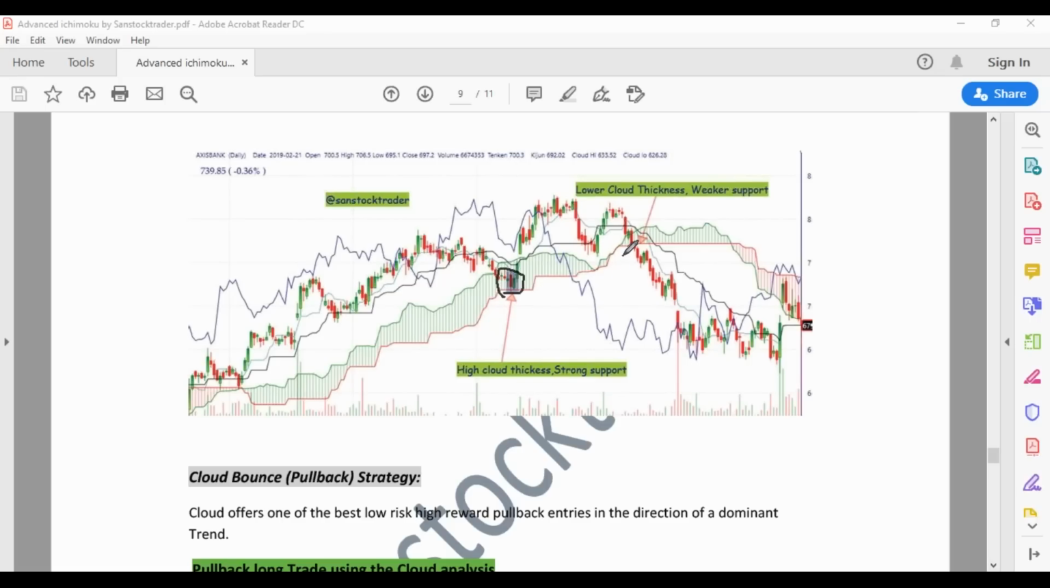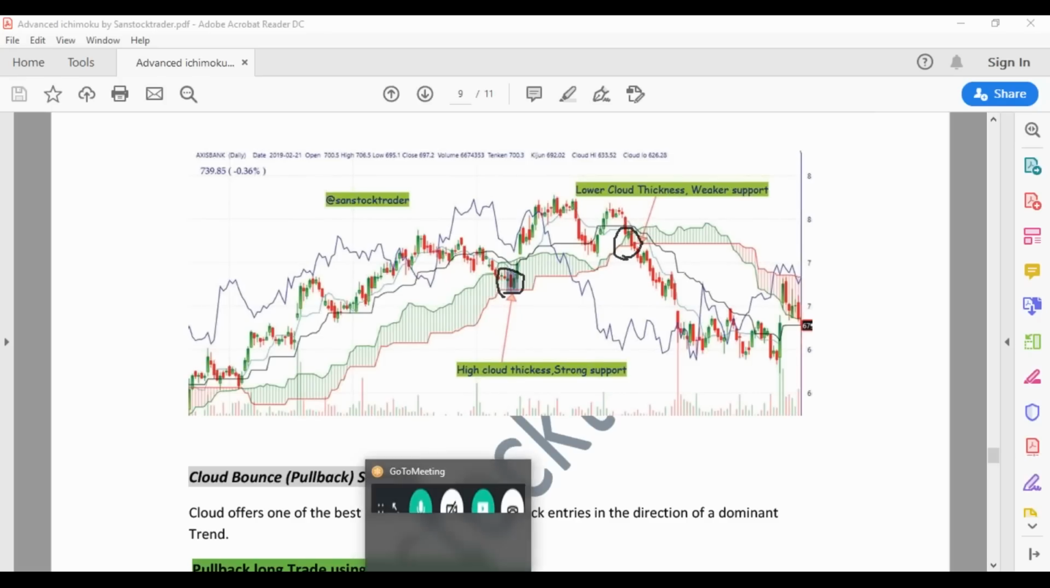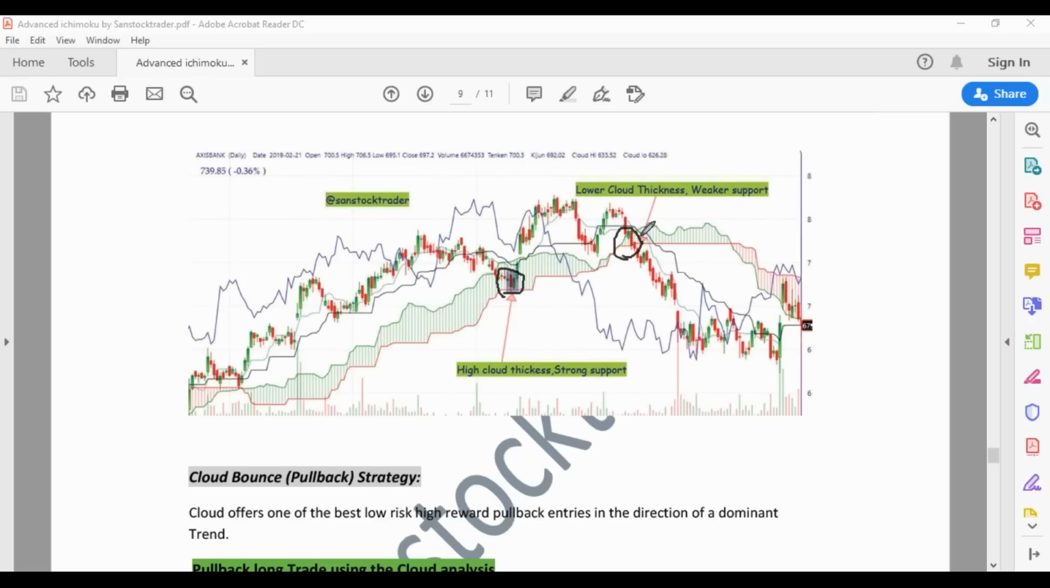Now here one can ask, why did price not get respected here? When we look closely, we can see that at this level the cloud thickness was really small. That means strength was missing, the bullish trend was missing, and when there is no strength, it was very easy for the bears to penetrate and break this cloud support, and that's exactly what happened here. So this is how one can pay attention to the cloud thickness as well.